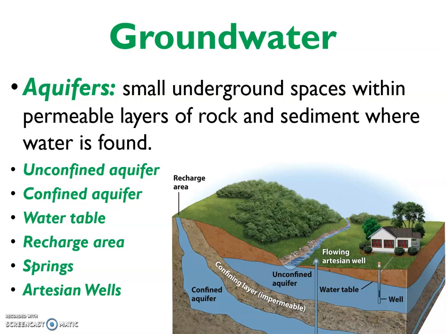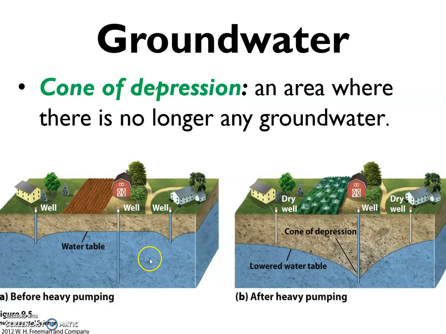Next, we'll look more closely at aquifers such as ours, which are unconfined aquifers, and we'll find out what happens when water is pumped out of that aquifer. So, what happens in short is this vocabulary term. A cone of depression is formed. This is an area where there is no longer any groundwater.